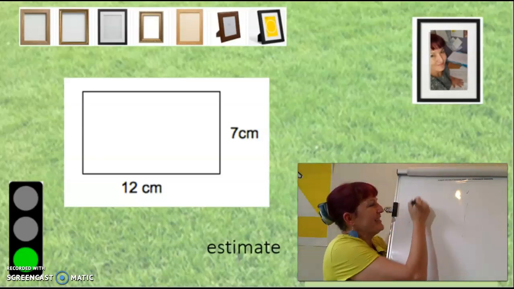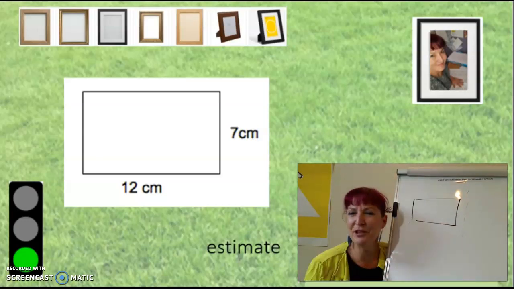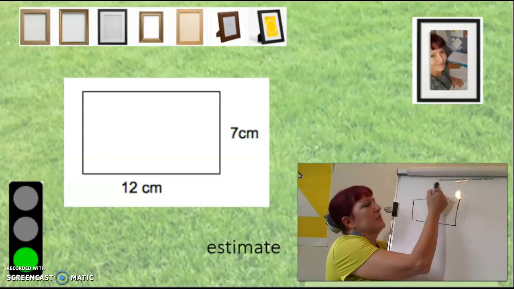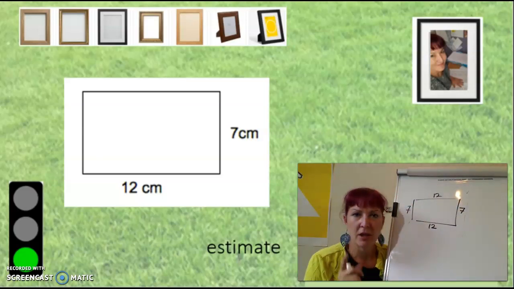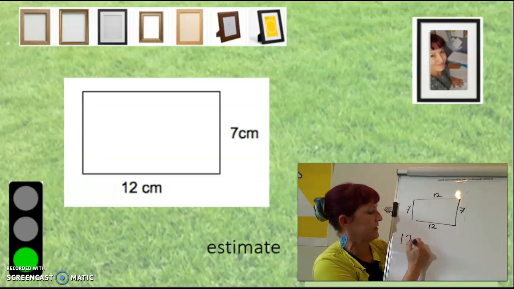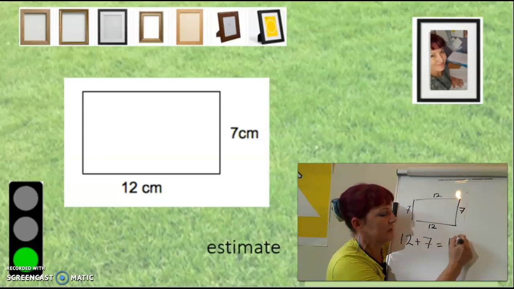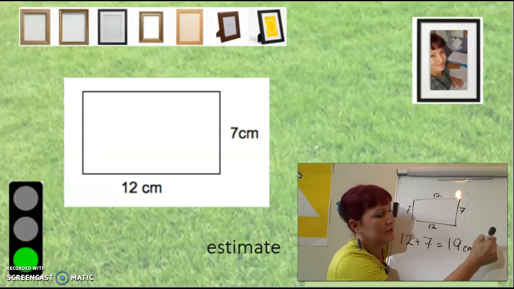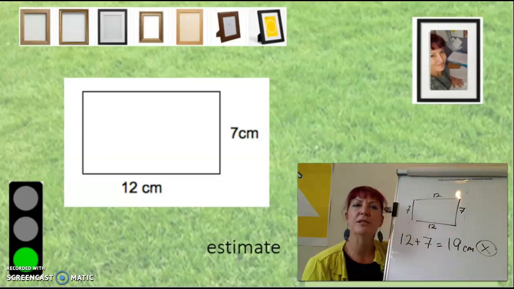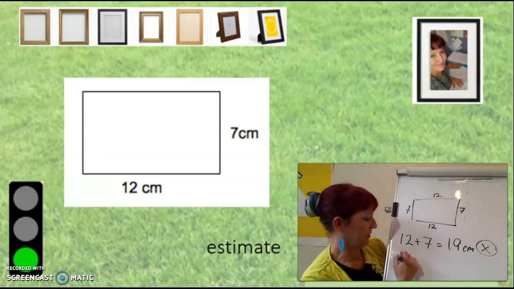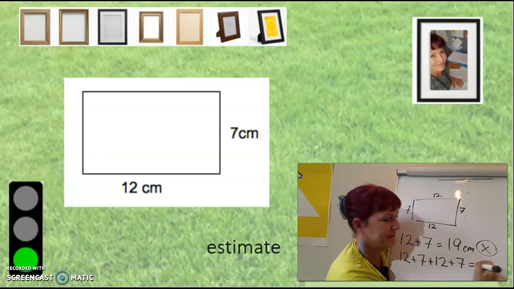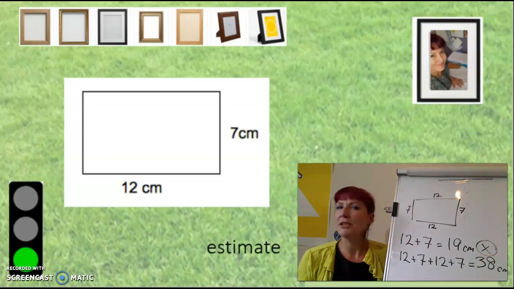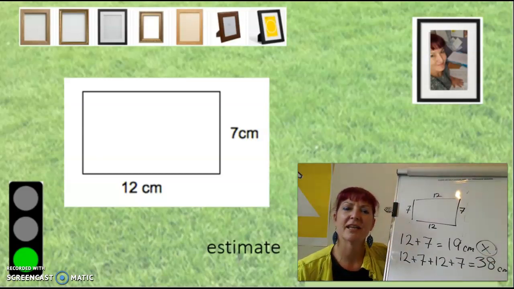I quite like it that they don't clutter it, put lots of stuff on it. I don't need them to tell me that this side is 12, that side is 7, and that side is 7. But what I don't want is for you to forget and do 12 plus 7 equals 19 centimetres, because you've missed out 2 sides. So 12 plus 7 plus 12 plus 7 gives me 38 centimetres. It's very easy to miss sides when they don't label them like that.